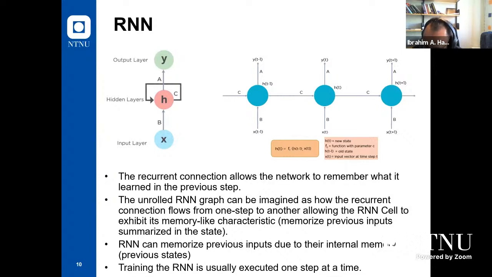Yes, so the recurrent connection allows the network to remember what it learned in the previous step. The unrolled RNN graph can be imagined as how the recurrent connection flows from one step to another, allowing the RNN cell to show these memory-like characteristics. We memorize previous input summarized in the state. So at some step, the state will represent the whole context, the whole input sequence. RNN can memorize previous inputs due to the information stored in the previous states. Training an RNN is usually executed one step at a time.